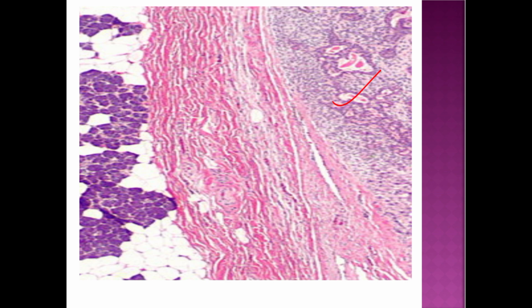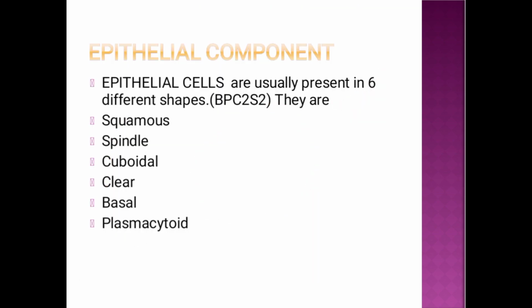You can see the tumor is here. This is the capsule which is surrounding the tumor. This is the SNI of the gland. Then the epithelial component is basically present in 6 different shapes.